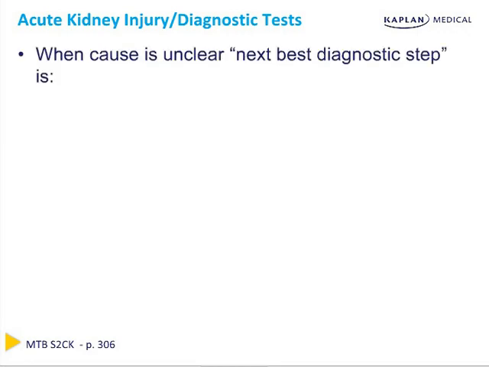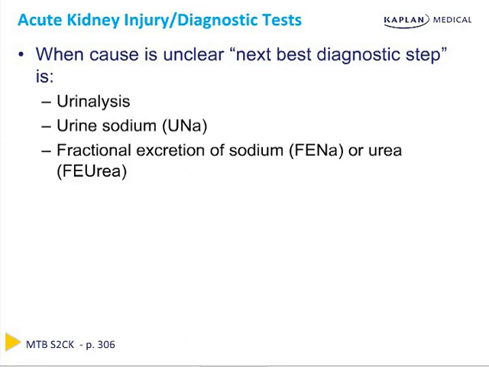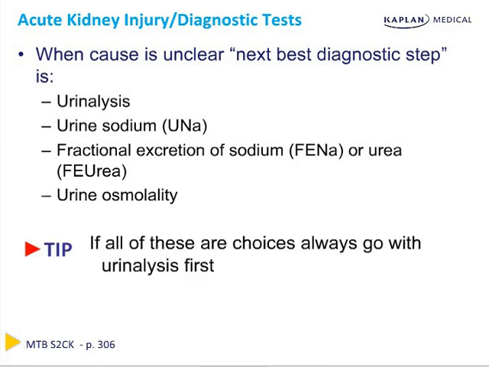But what if there are no clues present in the history to suggest what may have triggered it? In cases like these, you have to order a more extensive workup. The tests you'll want to order include urinalysis, urine sodium, other urine electrolytes, so you can calculate the fractional excretion of sodium or urea, known commonly as FeNA and FeUrea, and urine osmolality. If you had to prioritize these tests, I would go with urinalysis as the best first one.